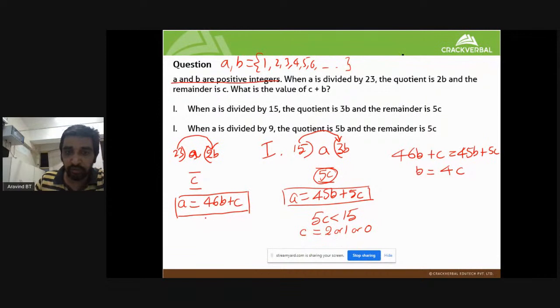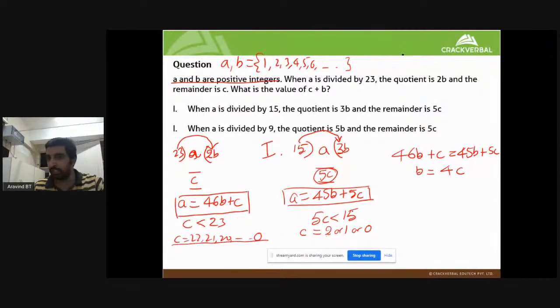Remember, we missed concluding something similar here. Remember, C has to be less than 23. So C has to be 22, 21, 20, and so on till 0. If C is 2 or 1 or 0, it clearly satisfies this condition, so nothing to worry. But the problem is, from this equation, we know that C cannot be 0, but C can still be 1 and C can still be 2. So if C is 1, B is 4, and if C is 2, B is 8.